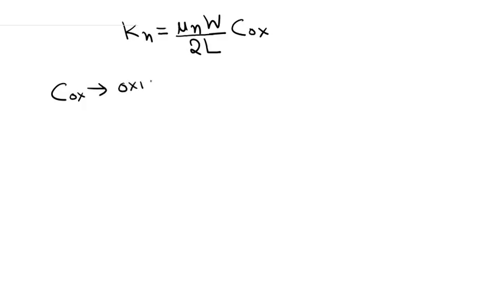Okay, and Kn is constant for a given MOSFET, and Kn is basically given by the equation mu n W by L divided by 2. So basically mu n W by 2L into Cox. Okay, where Cox is basically the oxide capacitance per unit area.